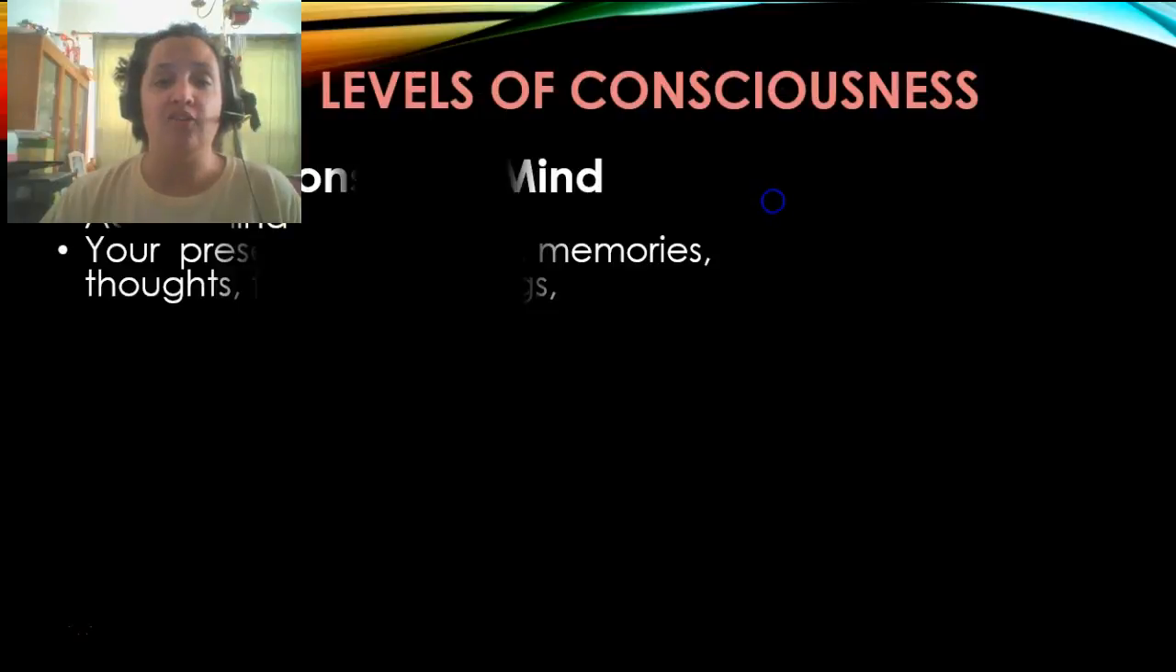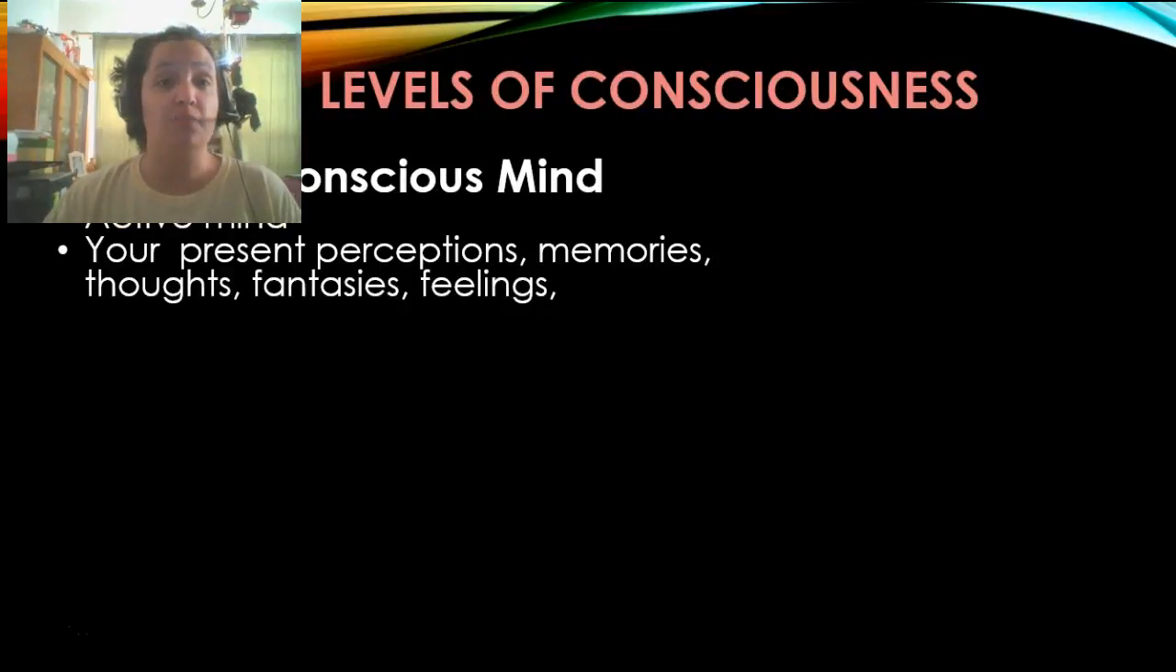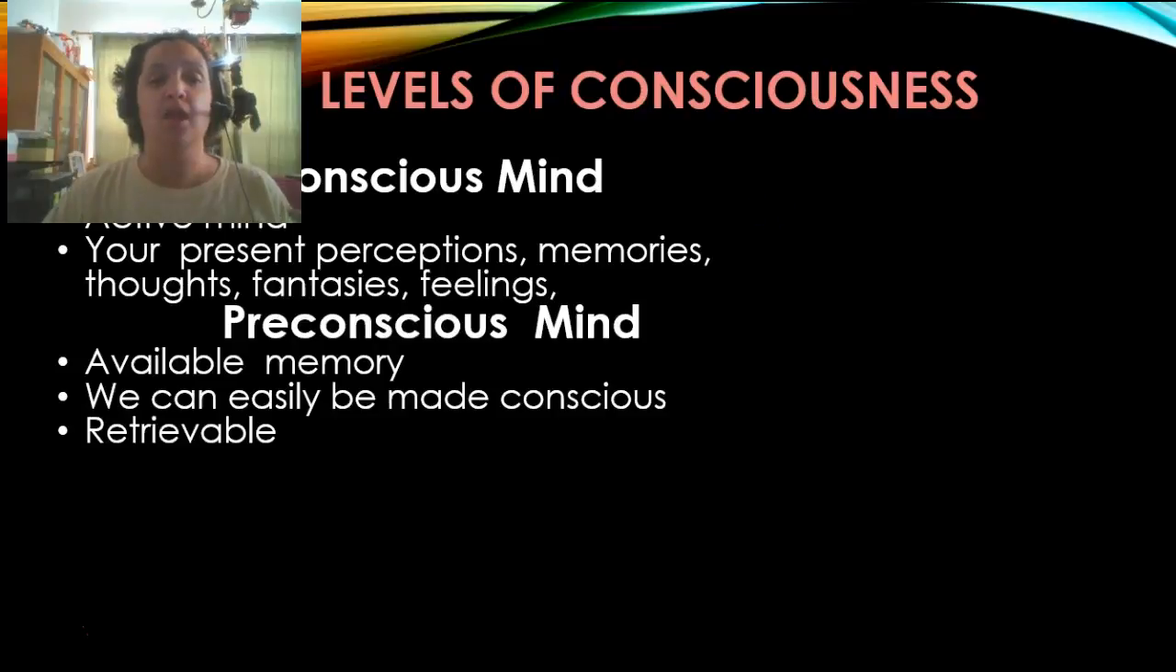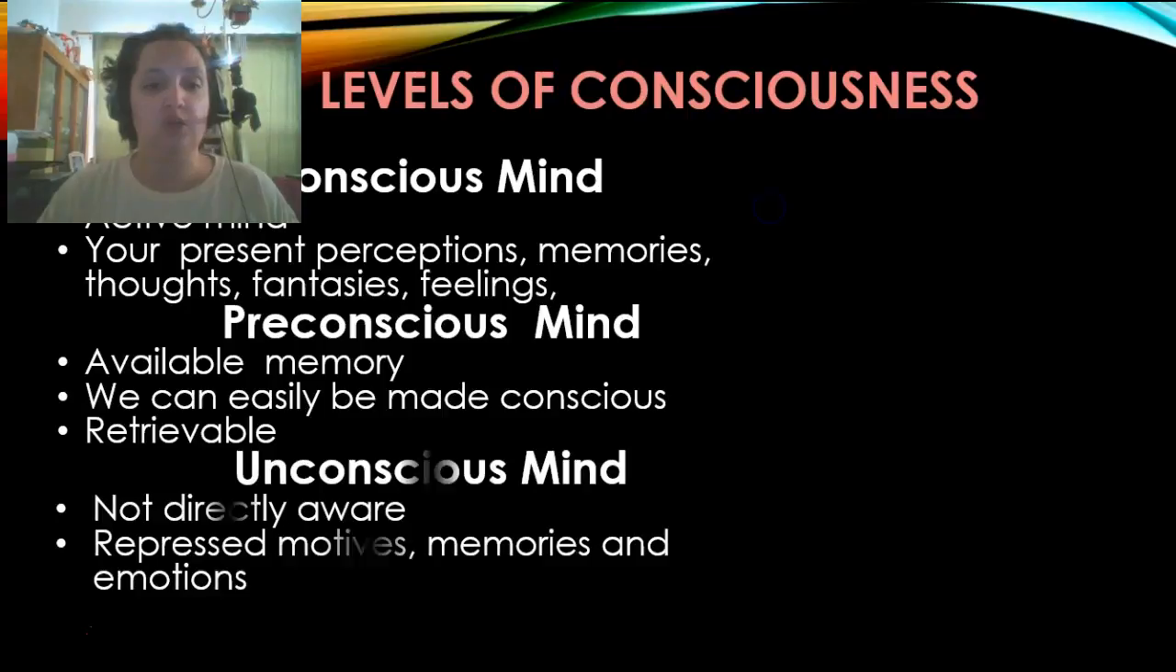So the levels of consciousness that we talk about are your conscious mind, which is your active mind. That's what's going on kind of in your brain at all times. Your perceptions, your memories, your thoughts, your fantasies, your feelings. All of these things happen in our conscious mind, where we are aware of them and see them. But there's also your preconscious mind. This is kind of like available memory, like it's in your computer. You haven't used it yet, but it could be memory as you need it. We can get to it whenever we need to.